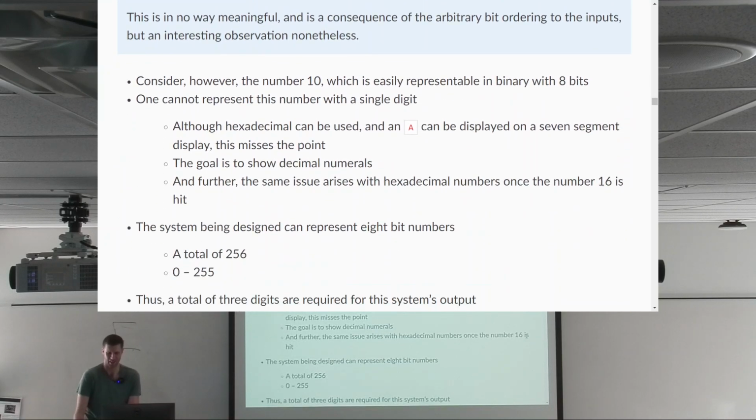Okay, so back to that problem. Consider how the number 10, which is very easily representable with 8 bits, is representable with 4 bits. How can we represent this with a single digit? We can't. If we used hex, we can, but we're showing decimal numbers because the point is to go to a number system that a normal human is happy to look at. You might be happy with hex, but your roommate isn't. That's what I mean.